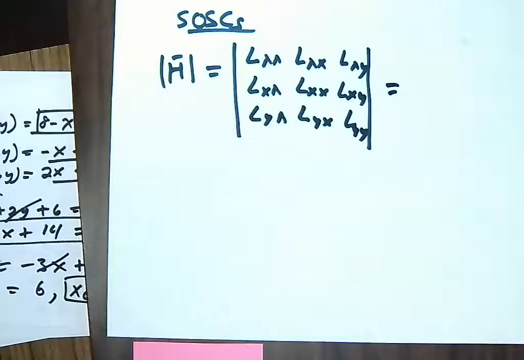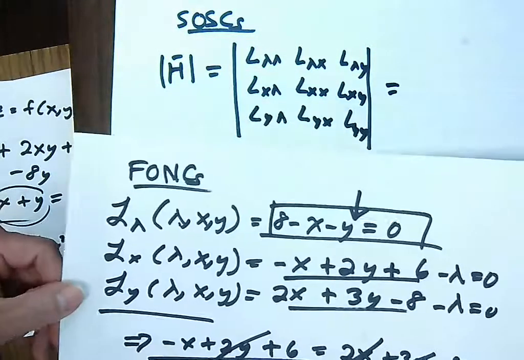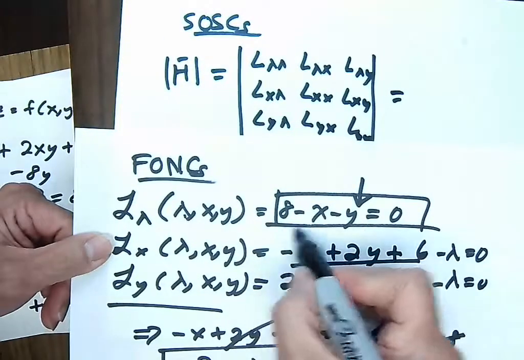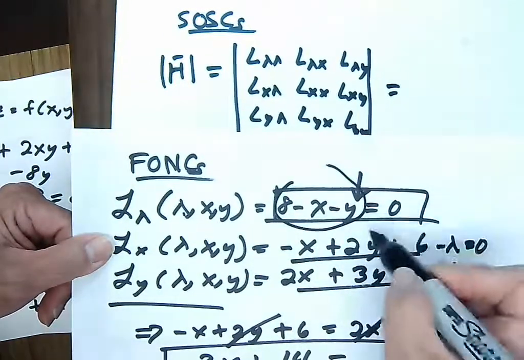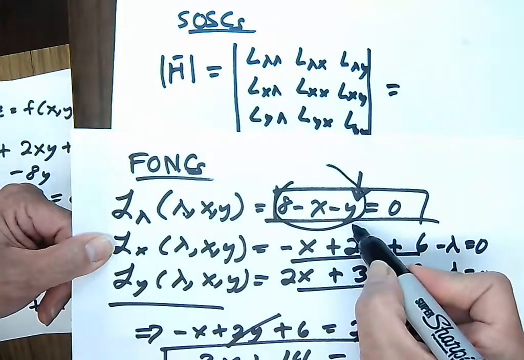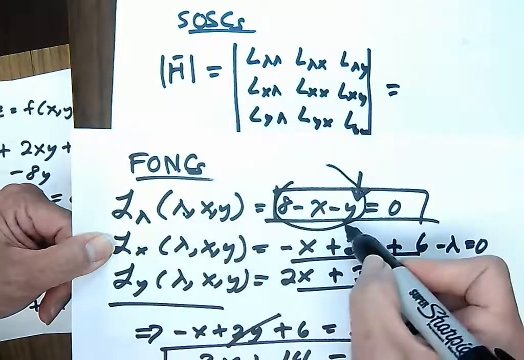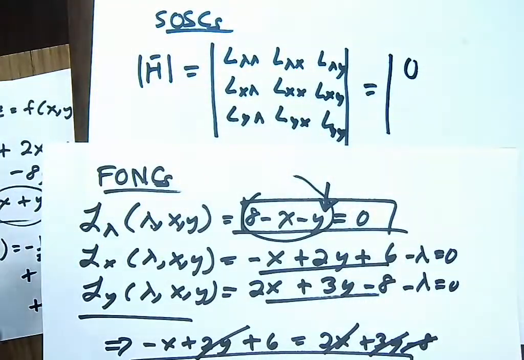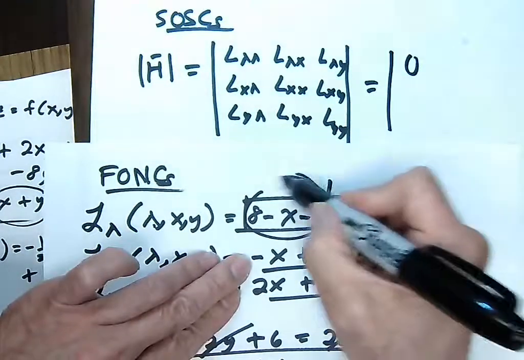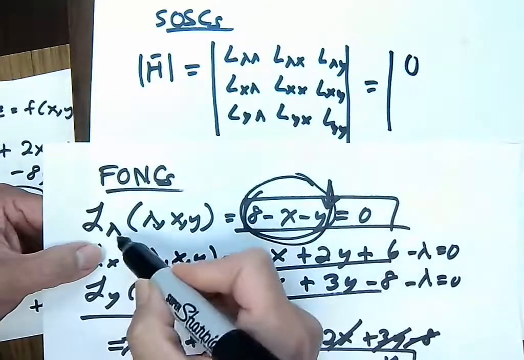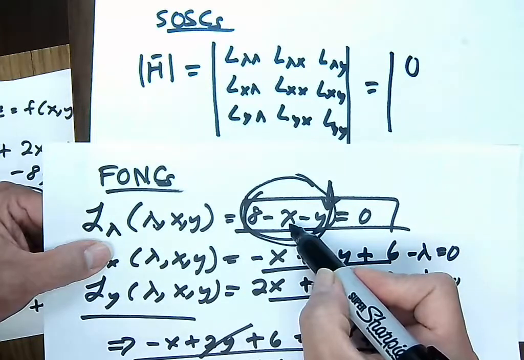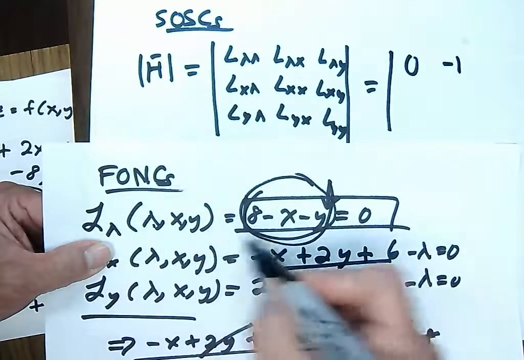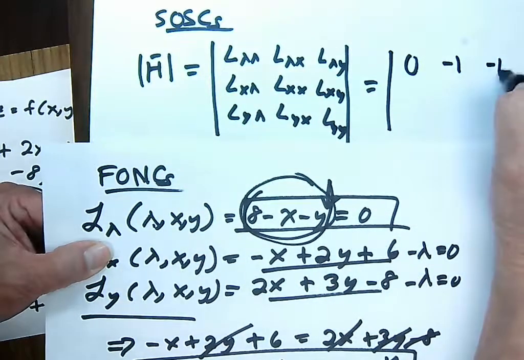Okay, now all we have to do is fill in those elements. So let's see what they come out to be. So again, if we go to our first order necessary conditions from the Lagrangian, L lambda lambda. Here's L lambda before we set it to 0. There's partial Lagrangian, partial lambda. And there's no lambda in there, so L lambda lambda is going to be 0. L lambda x, the partial of L lambda, which is, again, this expression before we set it to 0. The partial of L lambda with respect to x is just -1, the coefficient of x. L lambda y, the partial of L lambda with respect to y is the coefficient of y, which is -1.